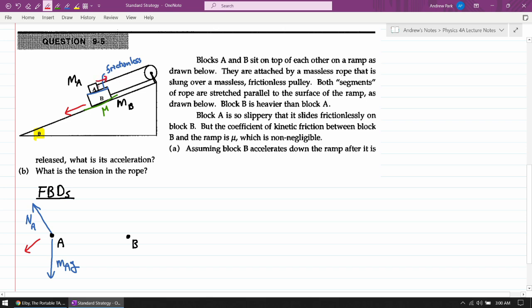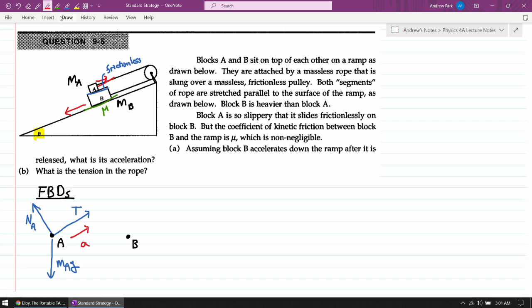Oh, I see. There's this string connected here, so there must be a tension force on block A. And this tension force, which goes along the incline of the ramp, must be large enough so that when you add up all the forces, the direction of acceleration will be up the slope. Okay, that's block A. Let me do block B.